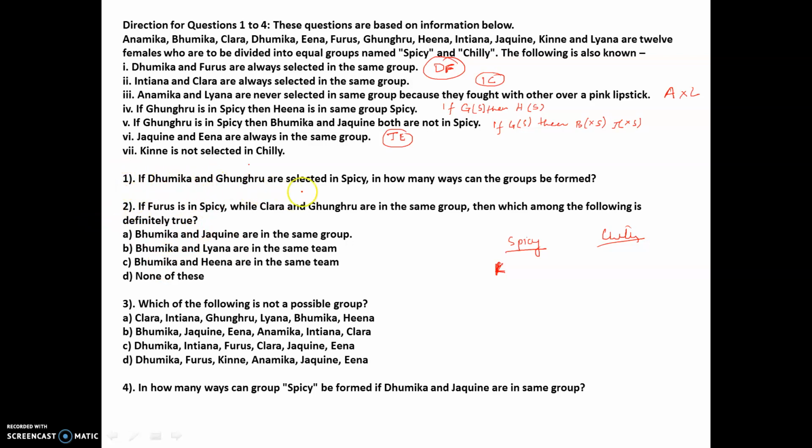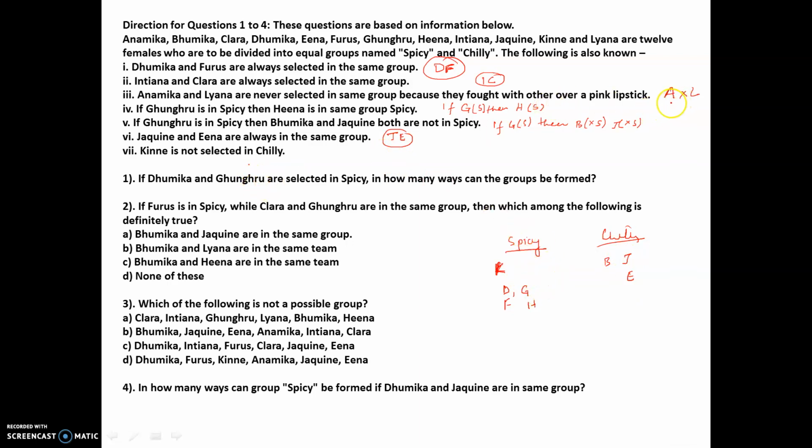Our first question says: if D and G are selected in spicy. So we have D and G out here. Now if you look at D, F comes into the picture. With G, if G is in spicy, H is also in spicy. And if G is in spicy, then B and J are not in spicy, so they have to be in chili, B and J. And with J, E will come in.